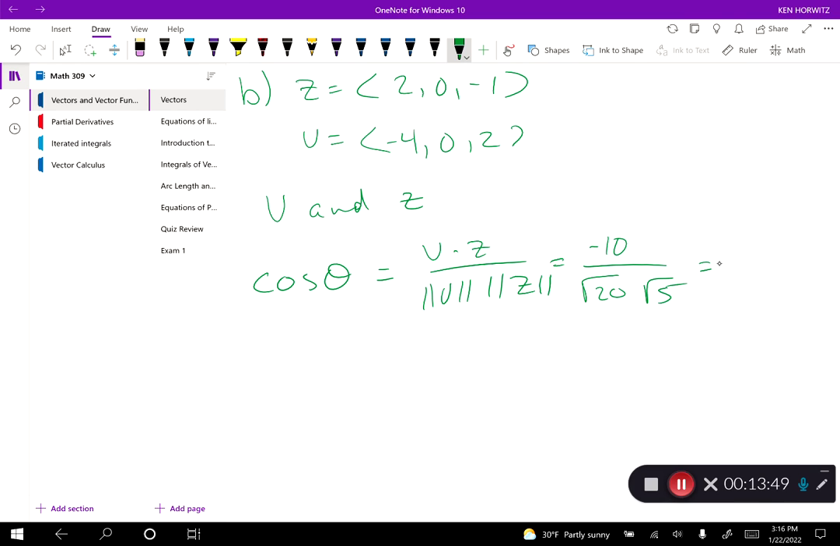So if I work on this a little bit and simplify, I get negative 10 over the square root of 100, and the square root of 100 is 10. So I get cosine of theta equals negative 1. And I know that if the cosine of theta equals negative 1, then theta equals pi.